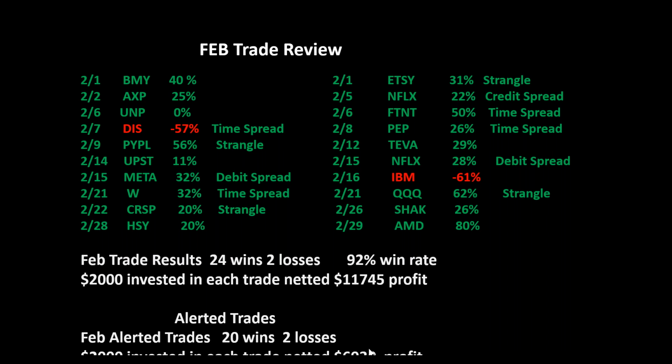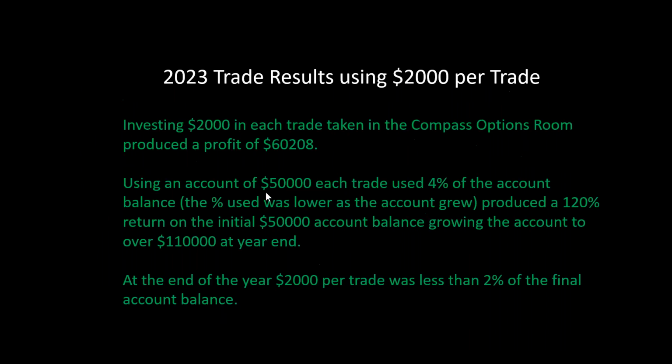The alert service produced a little over $6,900 in profits on $2,000 on each trade. All right, so that's just something to judge it by. And I'll go into some of the more current months here in just a bit, but just to show you what the room is doing over the past year and a half or so. 2023, using $2,000 per trade. If you put $2,000 in each trade in the options room, it produced a profit of $60,000.